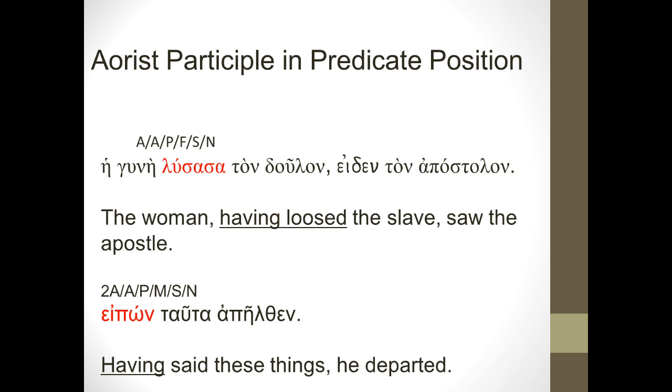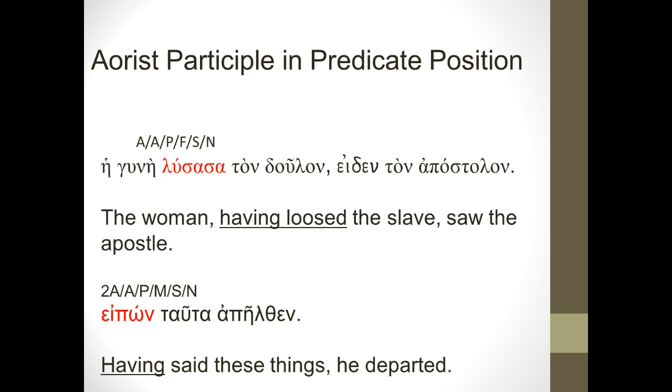On the screen you see we have he gune lusasa ten doulen eiden ton apostolon. The woman, and then our participle lusasa, an aorist active participle, feminine singular nominative. The woman, having loosed the slave, or after loosing the slave, saw the apostle. You could even say the woman who loosed the slave saw the apostle. It does the same thing.